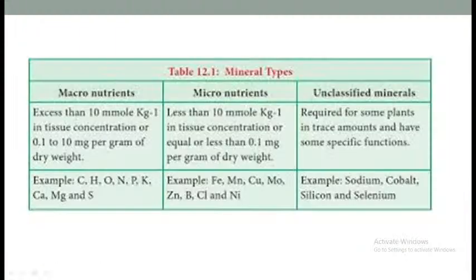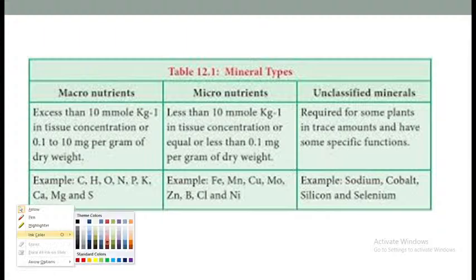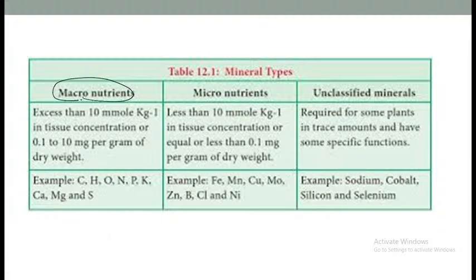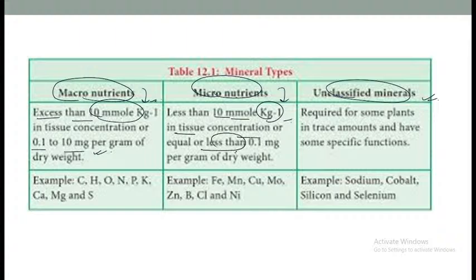Good evening Priya, sorry. Now let's understand about this. I hope it's visible. So one thing is macronutrients, then you have micronutrients, and then we have the unclassified nutrients. What is the meaning of each one of them? Macronutrients are the ones that are present in more concentration, in the dry weight 0.1 to 10 mg per gram. Then you have micronutrients, present in less micromolar per kilogram tissue concentration, equal to or less than 0.1 mg per gram of the dry weight.